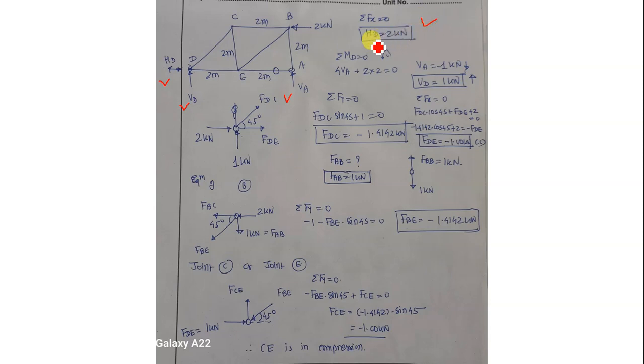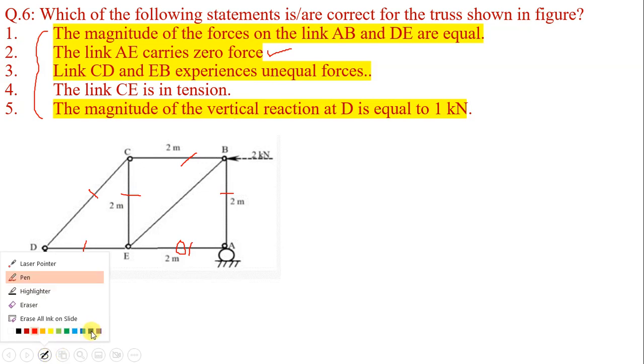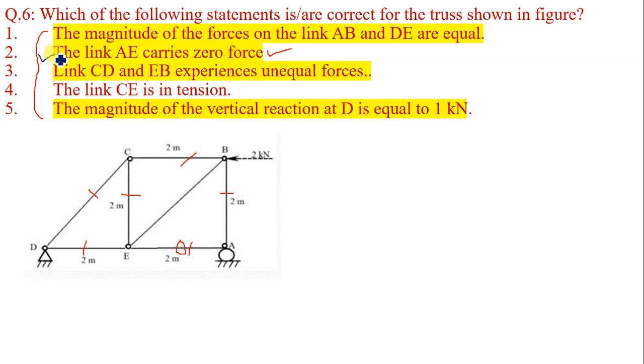Summation Fx is equal to 0, Hd is equal to 2. Summation M about D is equal to 0. You can calculate Vd. Vd is equal to 1. Now, using the condition for a zero force member, we know when three members are acting at a joint, of which two are collinear and the third is at an angle, then the force in the third member is equal to 0. So AE is a zero force member, and that's why this statement is correct. The link AE carries zero force.